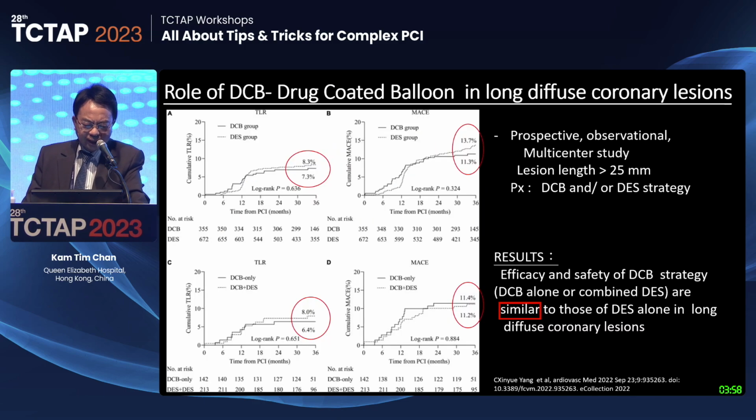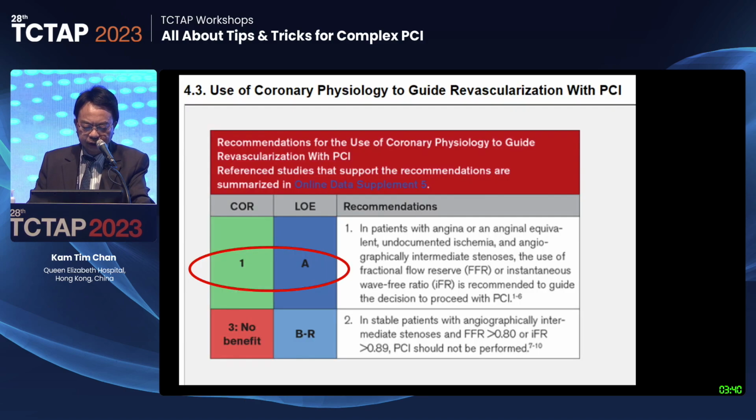Again, there is increasing evidence on the role of drug-coated balloon in these long diffuse lesions. For example, the trial has shown that the efficacy and safety of a drug-coated balloon strategy in combination with drug-eluting stent are very similar to those of drug-eluting stent alone in these long diffuse coronary lesions.